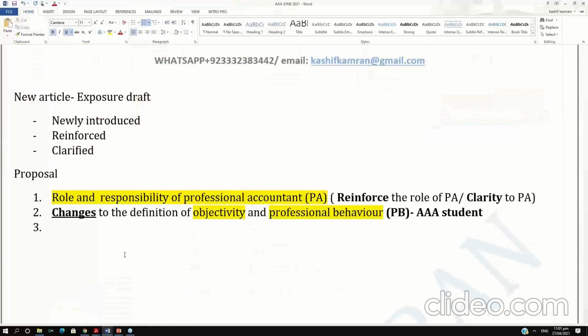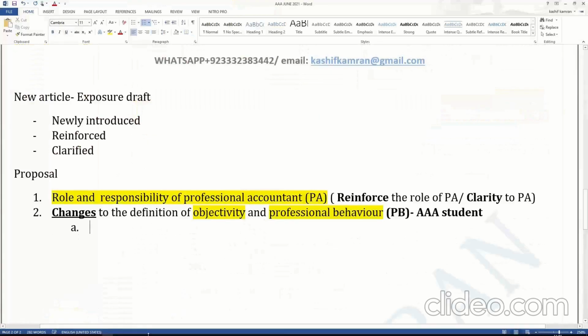So the very first change is what? The very first change is that we have moved from the negative definition to a positive definition. So negative to positive definition. Will all of you remember that? Number one.